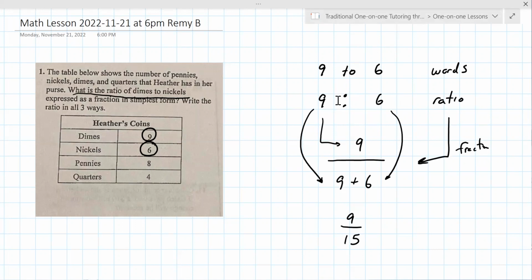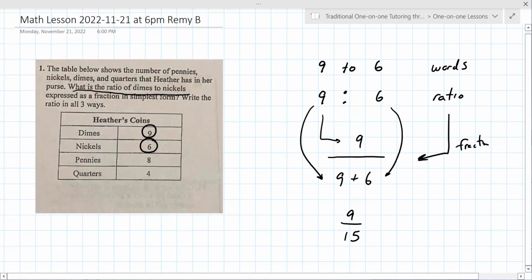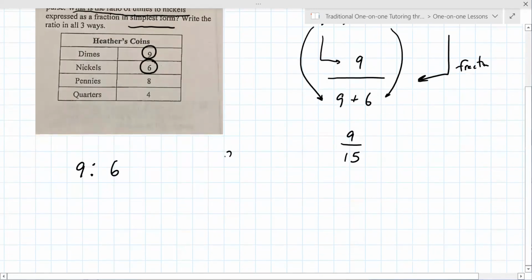So you would think that, and maybe that's what your instructor wants you to do, but this is the correct form. Okay, now what's important here is that we've not reduced any of these. So that's where it says in simplest form here. So we have to take this 9 to 6, and the 9/6, and we have to reduce these.